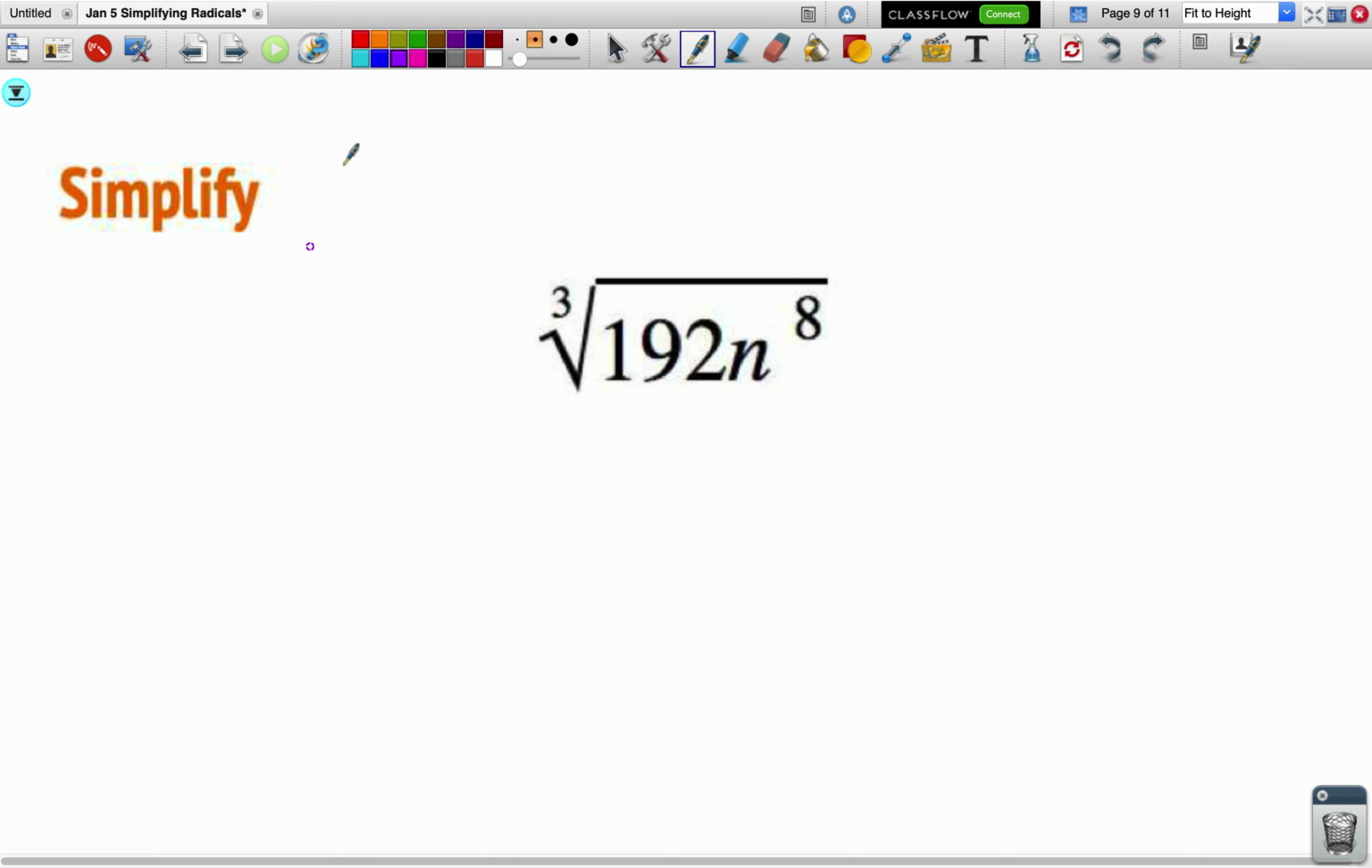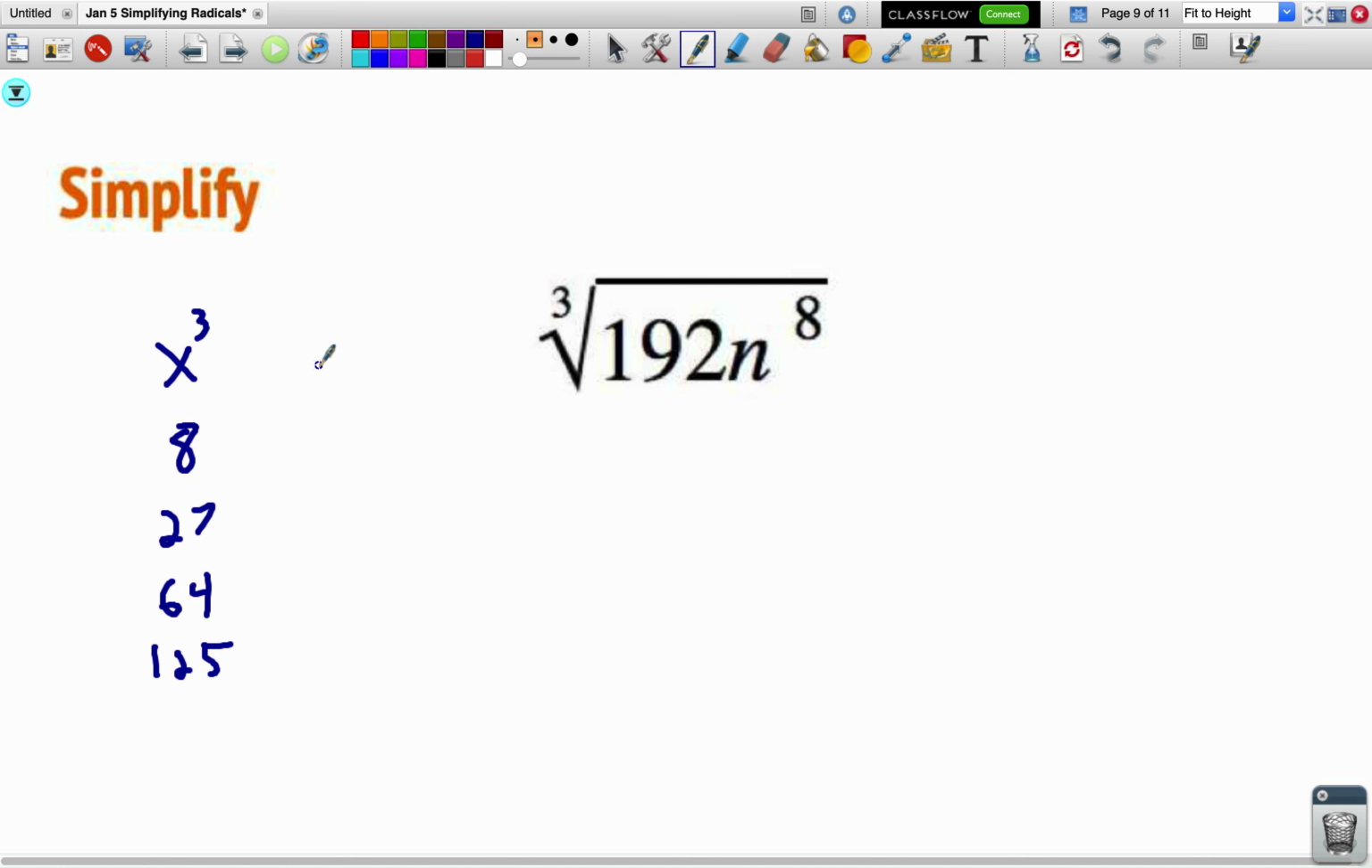Okay. Now another problem. This time we see we've got an index of 3. So with that index of 3, we want to be looking at perfect cubes to see if we can take any of these out. So 1 cubed is 1, but taking out a 1 doesn't change anything. 2 cubed is 8, 3 cubed is 27, 4 cubed is 64, and that should be enough. I guess we could do 5 cubed, 125, but yeah, we're not going to find any more, I believe.